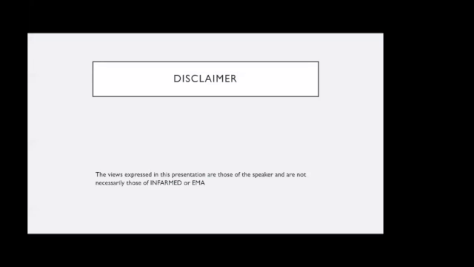As a disclaimer, because of my regulatory work, I must say that these are just my personal views, and if I say anything wrong, that cannot be attributed to the INFARMED or the EMA. It is a usual thing that we need to do in these situations.